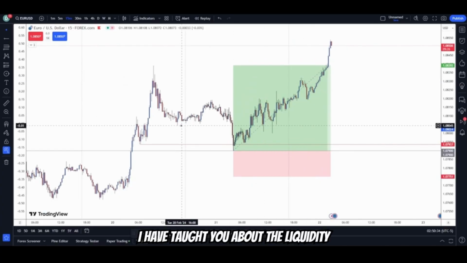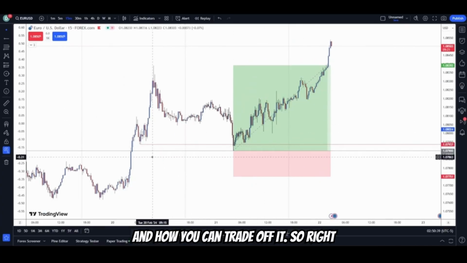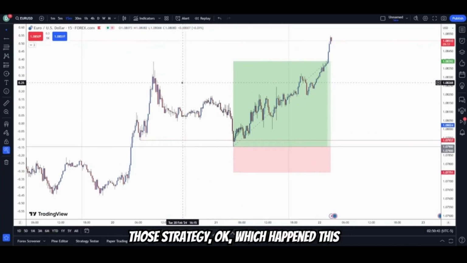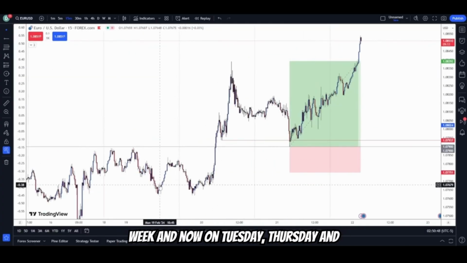Now I have taught you about the liquidity grab strategy, right? I explained the liquidity, where it is, and how you can trade off it. So right over here, there are some good examples of this strategy, okay, which happened this week, on Tuesday, Thursday, and this is Monday.